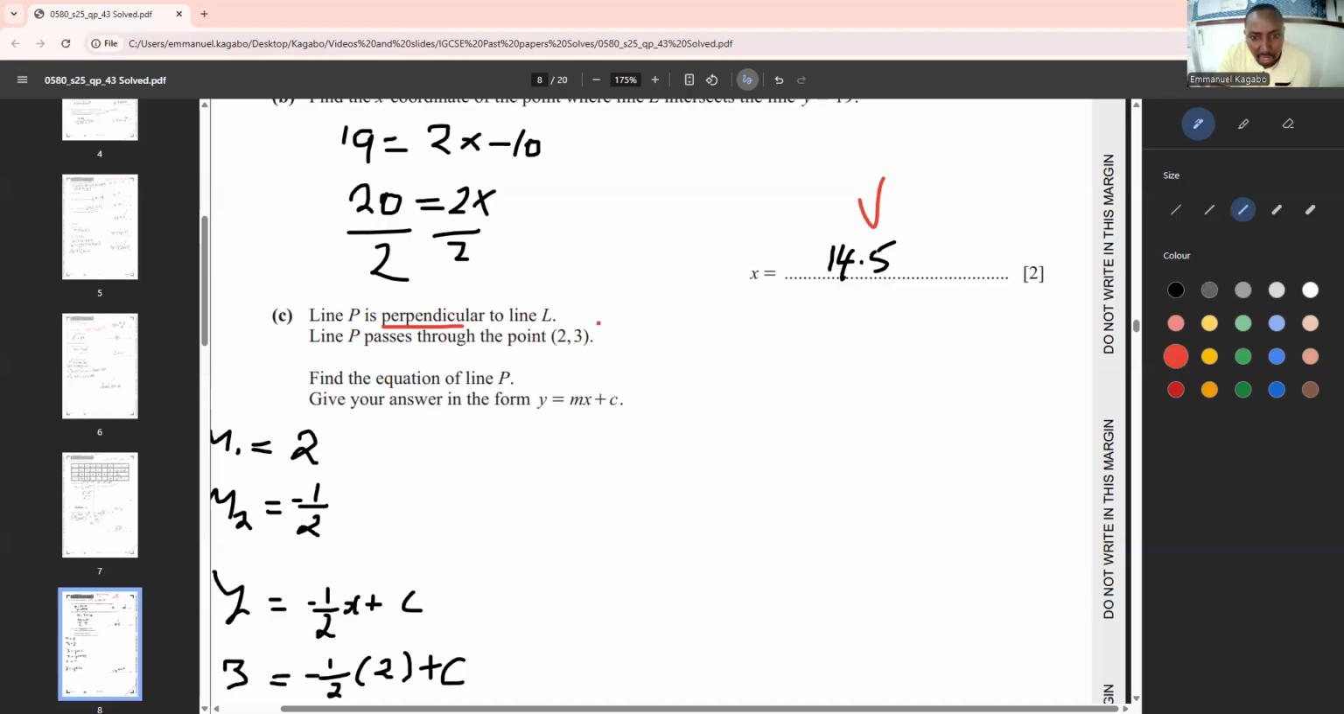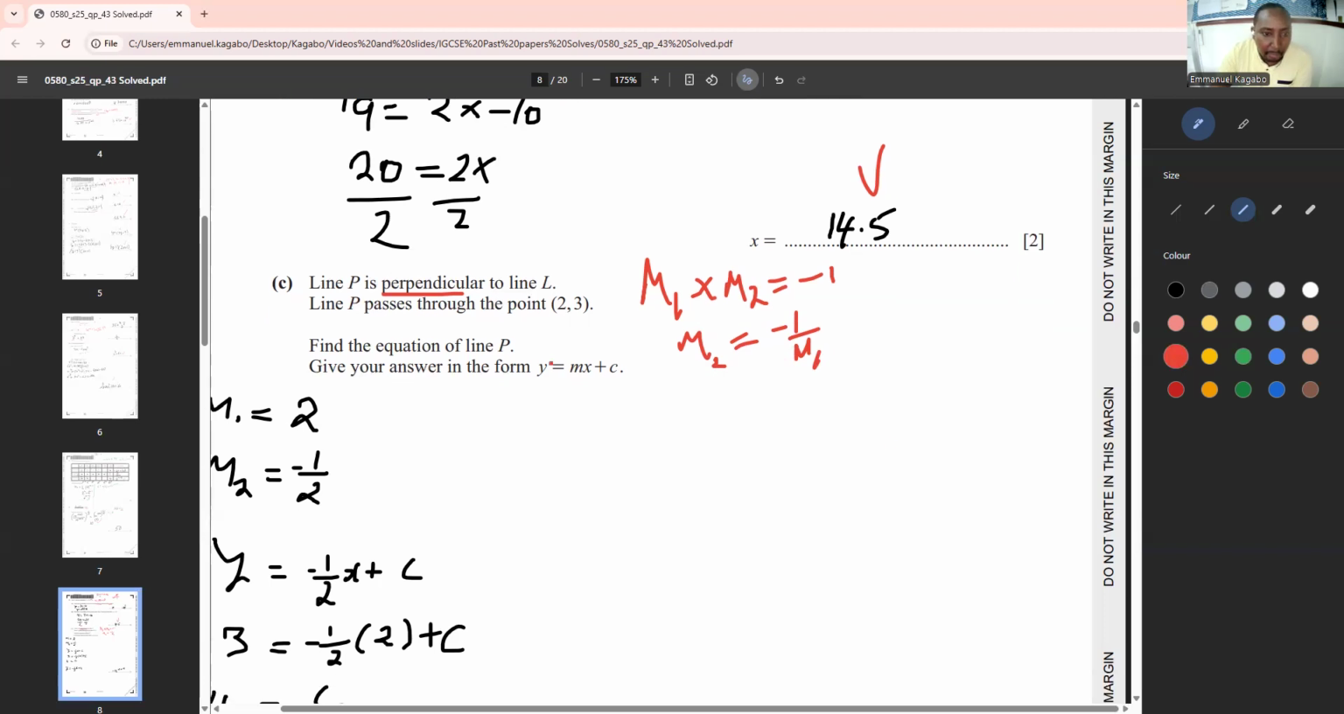So what do you know about perpendicular lines? Two lines are perpendicular if and only if the product of the gradients of the two lines is equal to -1. Basically, the gradient of the second line is equal to -1 over m1. You should know this one very well, perfectly. It's very important, very good.